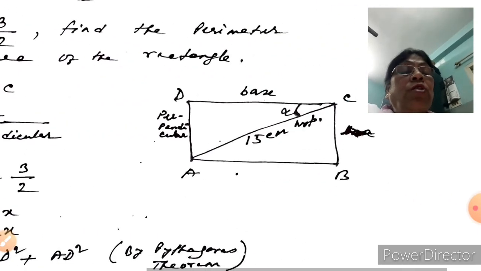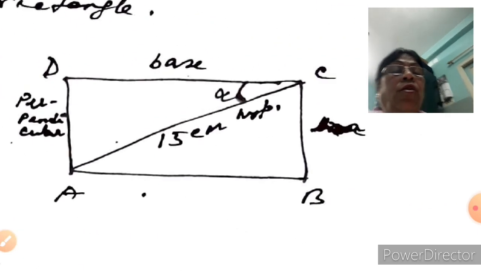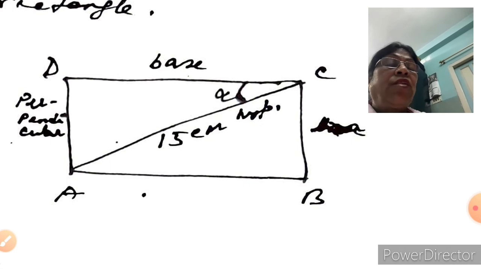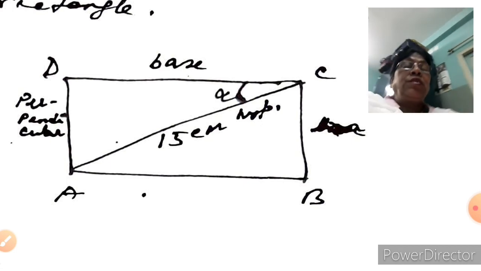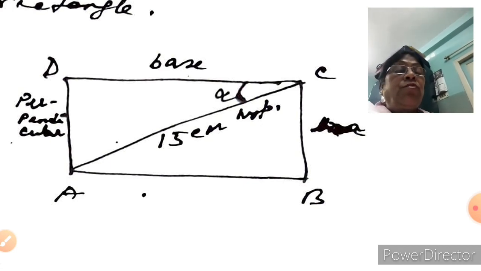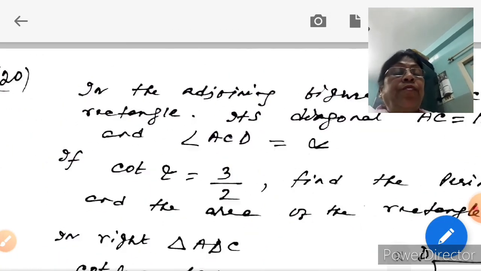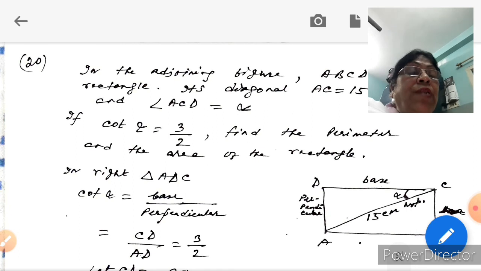If cot alpha is equal to 3 by 2, find the perimeter and the area of the rectangle. Okay. So, all of you are noticing this figure ABCD, this is a rectangle, this is the diagonal 15 centimeter, DC is the base, DA is the perpendicular. Okay, now come to the point here. If cot alpha is equal to 3 by 2, find the perimeter.